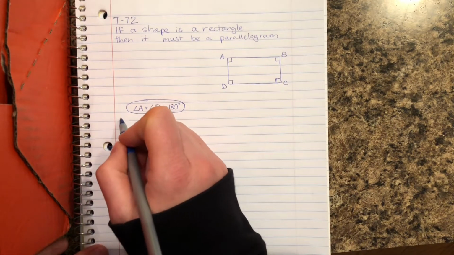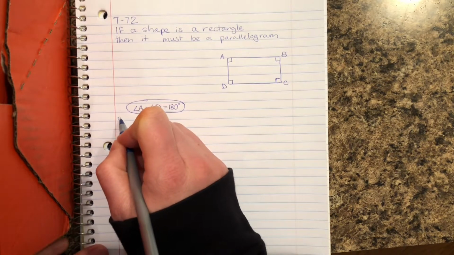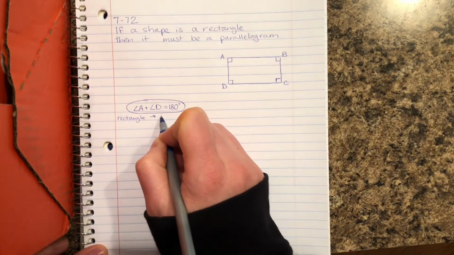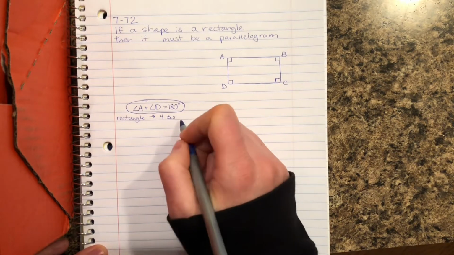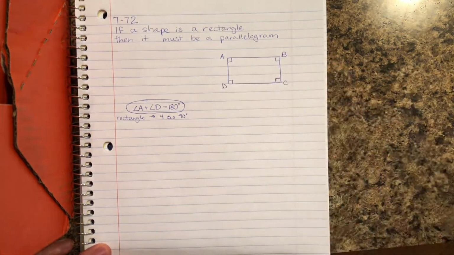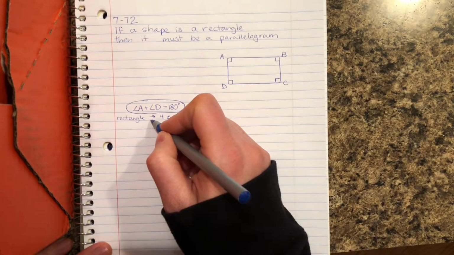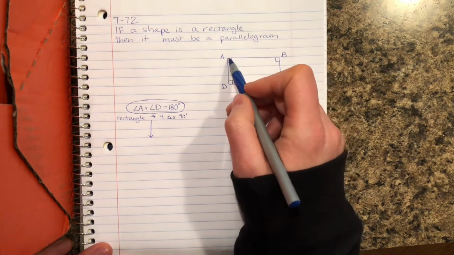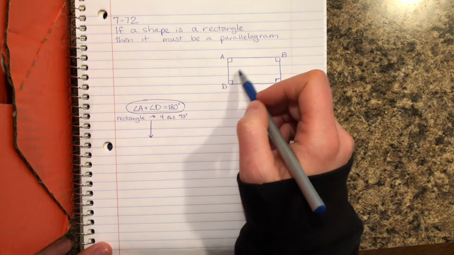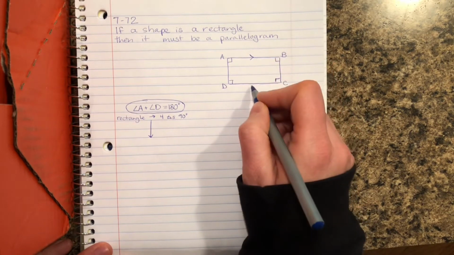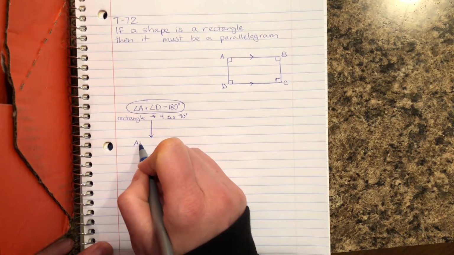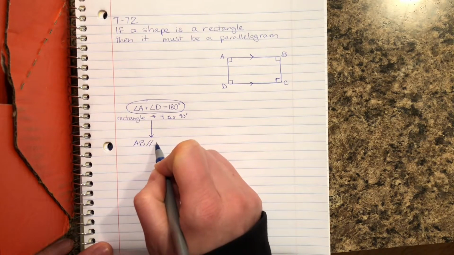The reason is that if it is a rectangle, then all 4 angles are 90 degrees. So 90 plus 90 is definitely 180. And what that leads me to is that if these 2 consecutive interior angles are supplementary, then the sides must be parallel. So side AB is parallel to side DC.